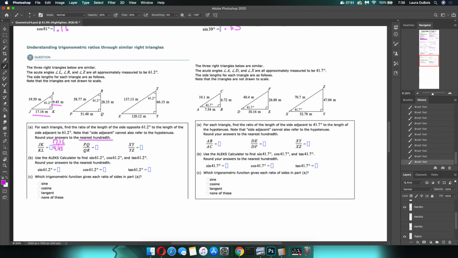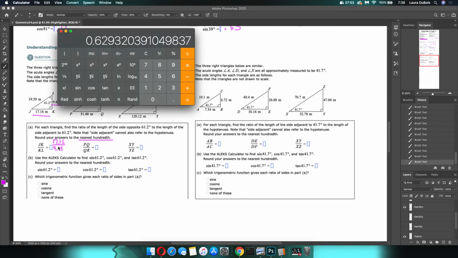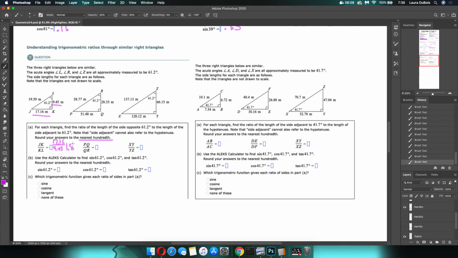Ooh, that's going to be a mess. Okay, so it'll be 17.16 divided by 9.45, and that's going to be, oh look, 1.81. So 1.81. And I'm going to give you an educated guess. What do you think tan 61 over 2 is going to be? It's going to be 1.81. Funny that.